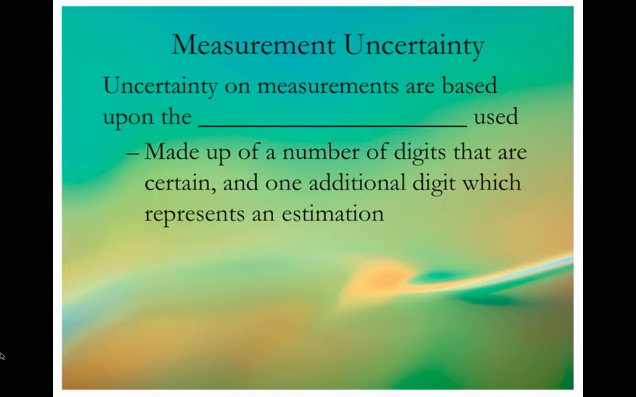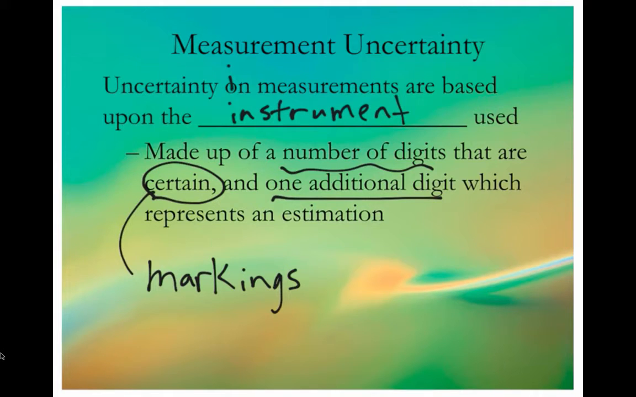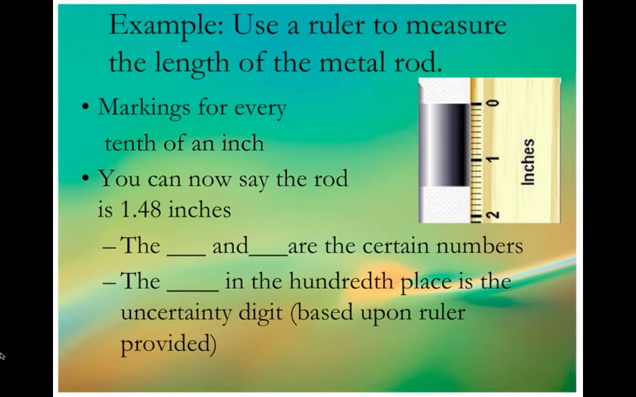Remember we talked about uncertainty in every measurement. The uncertainty in measurements is based upon the type of instrument that you use, because it's going to limit exactly how accurate your measurement can be. It's always going to be made up of a certain number of digits that we know. We call these our certain digits because there's markings on the instrument for these. And then after the markings, I need you to estimate one more digit so that you have in every measurement certain digits, and then the very last digit will always be an estimation to the best of your ability. Let's look at what that means.